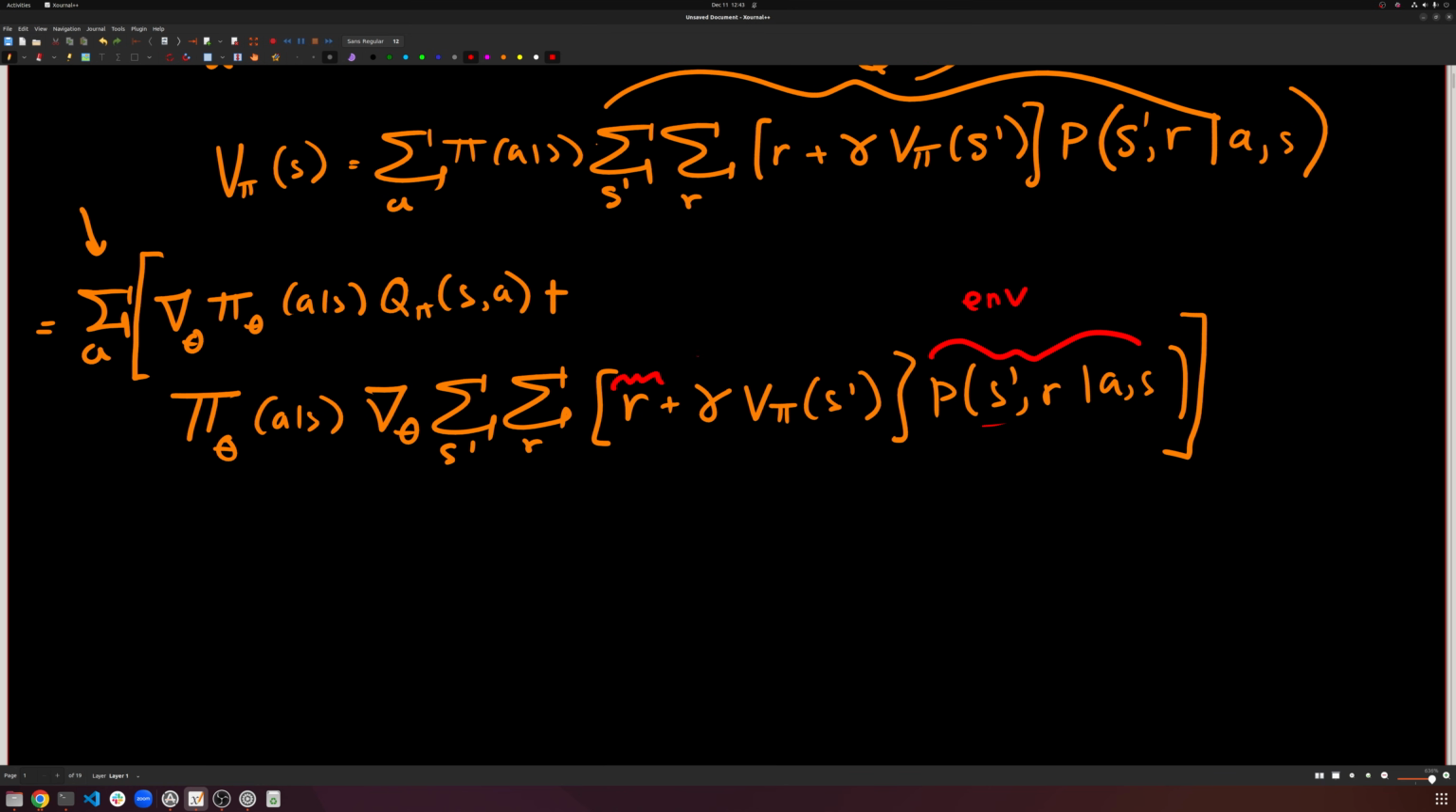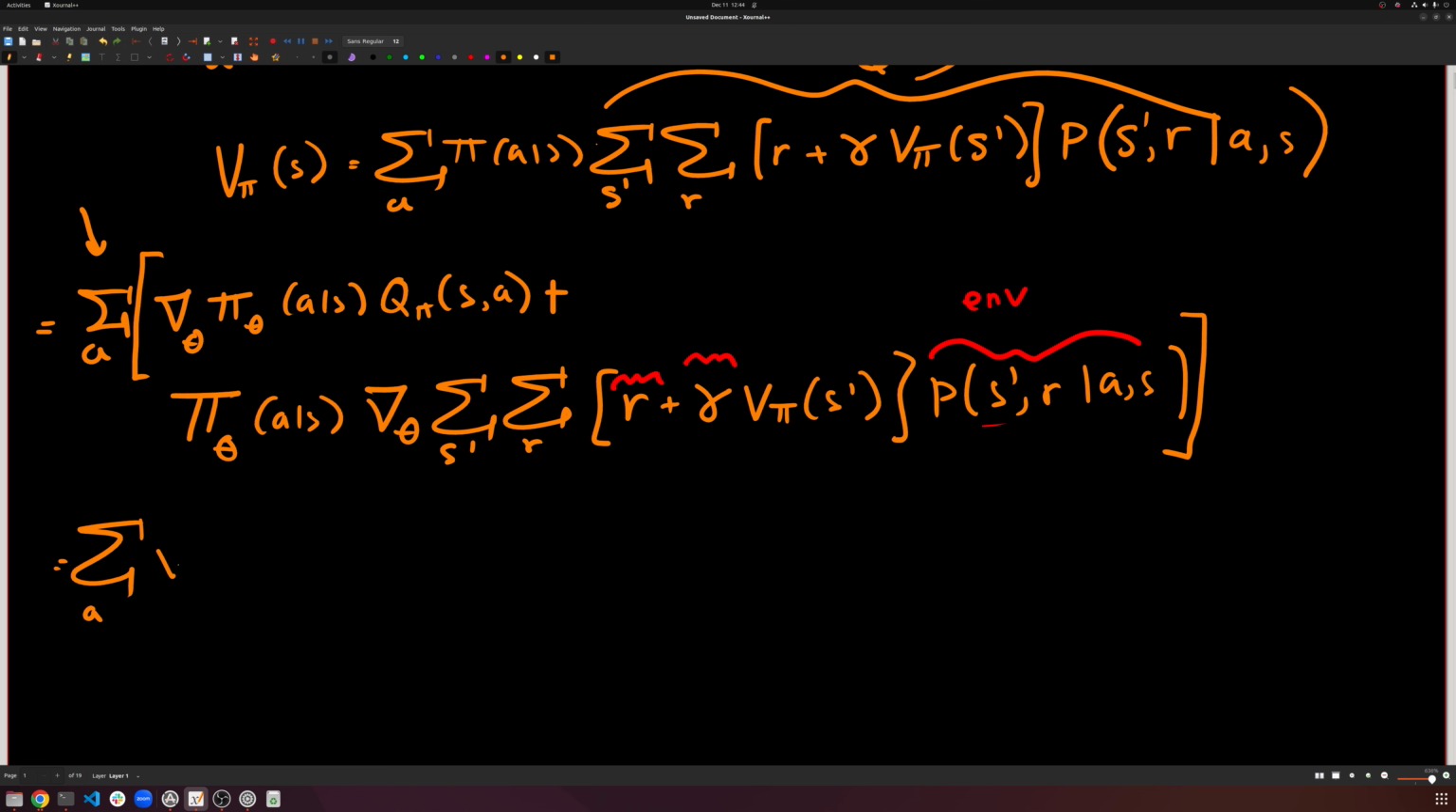Our own choice is gamma, right? This is our own choice: what discount factor do you want to use? And so our gamma and this probability right here, all of this stuff is just constants as far as the derivative is concerned. So let's go ahead and do a little bit of rewriting.